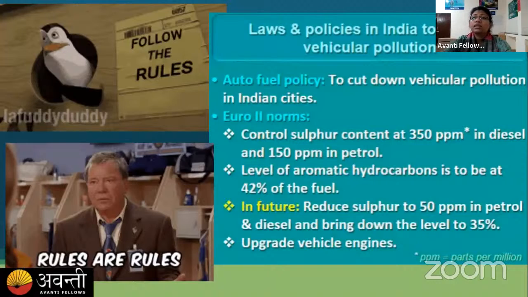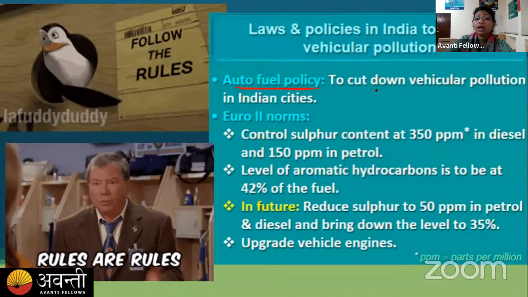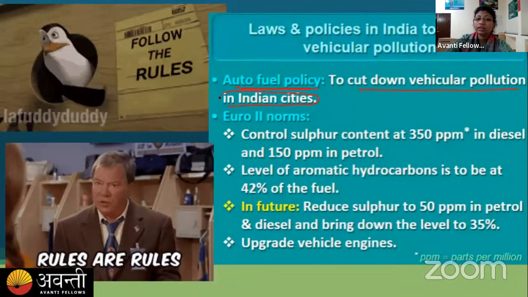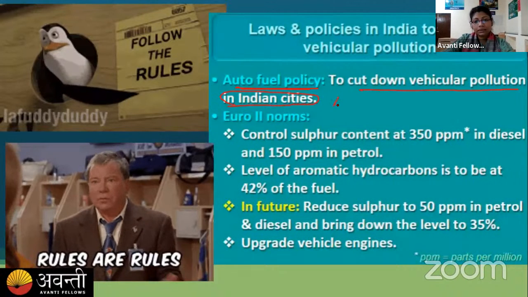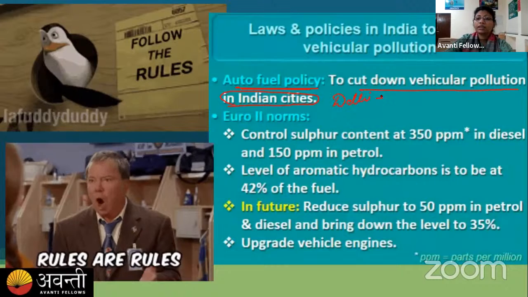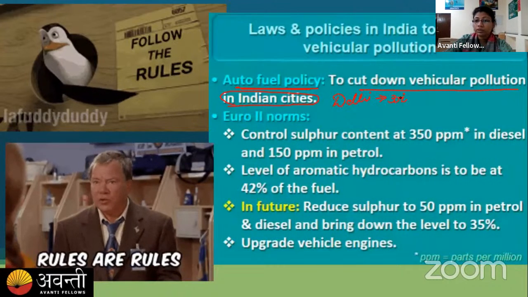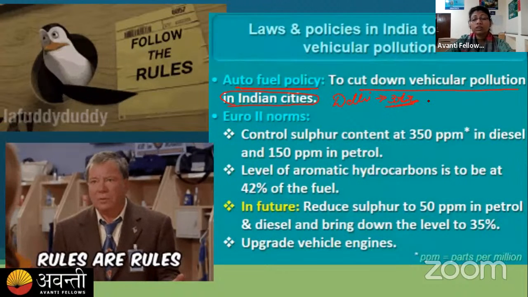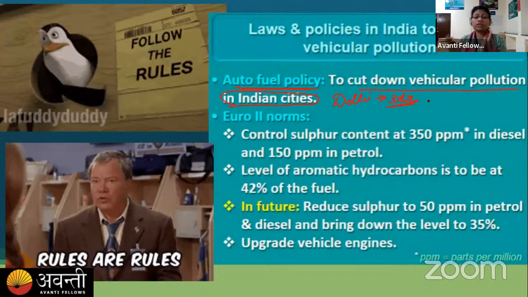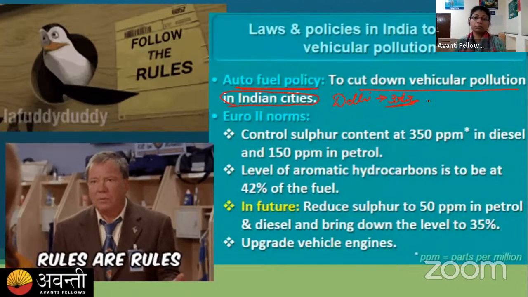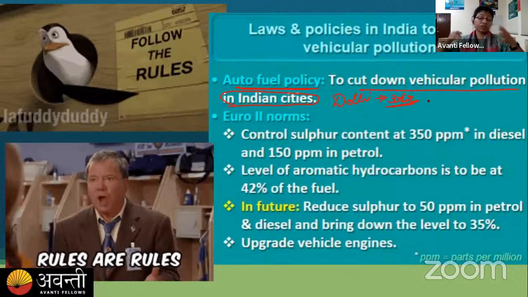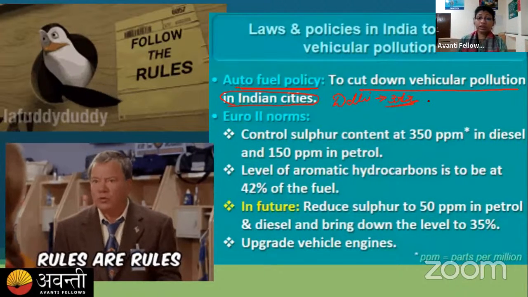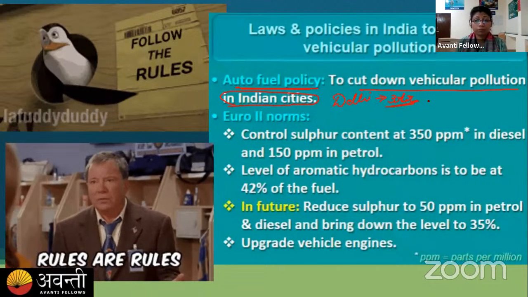For that, the Indian government has introduced a policy, and the policy says we have to cut down vehicular pollution, specifically in Indian cities. Delhi itself, as given in your NCERT, contains 3 crore people. The population of Delhi is 3 crore, which is more than the sum of Kolkata and Chennai put together. So if the population is so much in a smaller region, we can understand how much pollution these vehicles are causing, right?